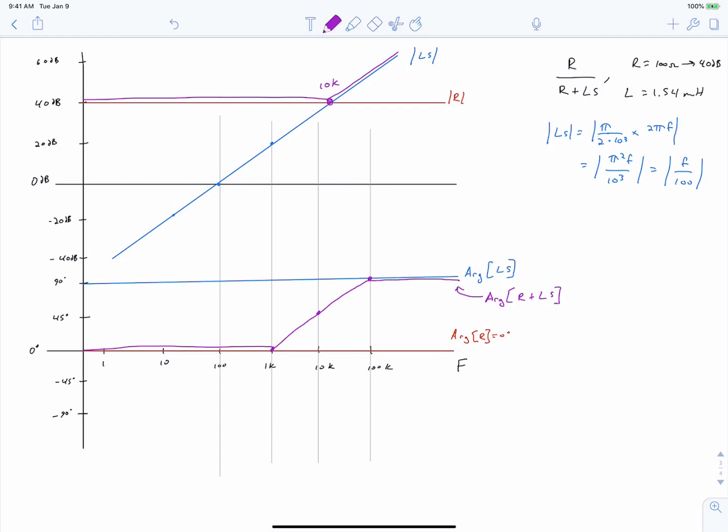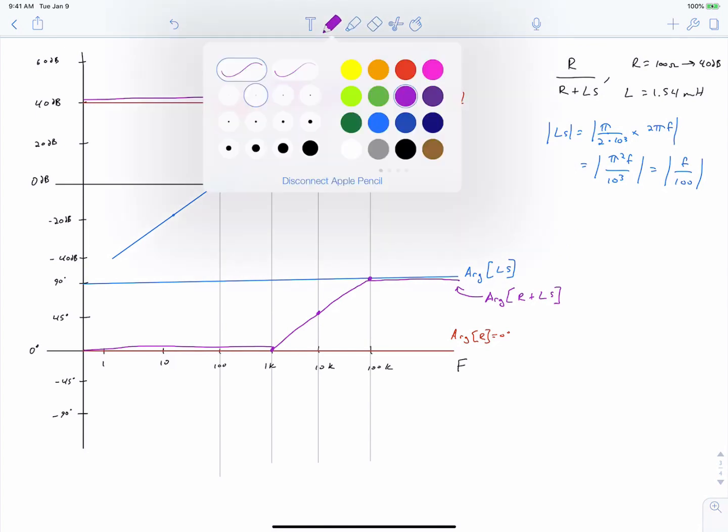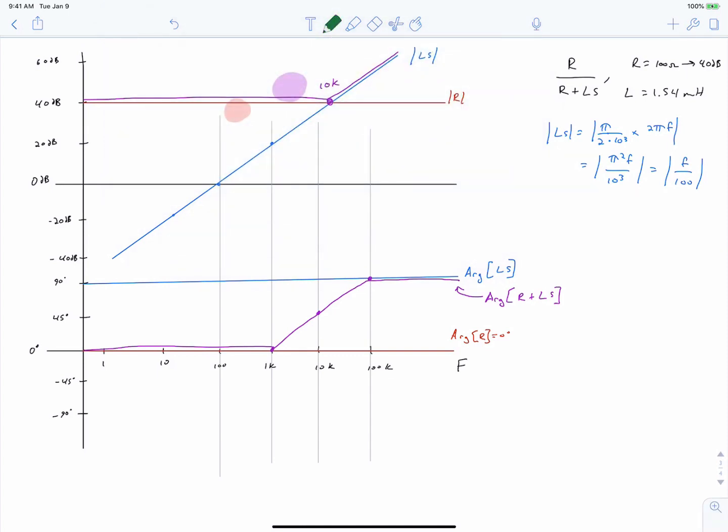Now, we're going to take R divided by R plus Ls. So when we divide two transfer functions, we subtract them. That's what we learned about in our previous video. And so we're going to subtract this purple curve up here from this red curve. And if you do that, let's show it in green, you're going to end up with 0 decibels along this trajectory here. And then at 10 kilohertz at this point, it's going to start to trend downwards at a rate of 20 decibels per decade.